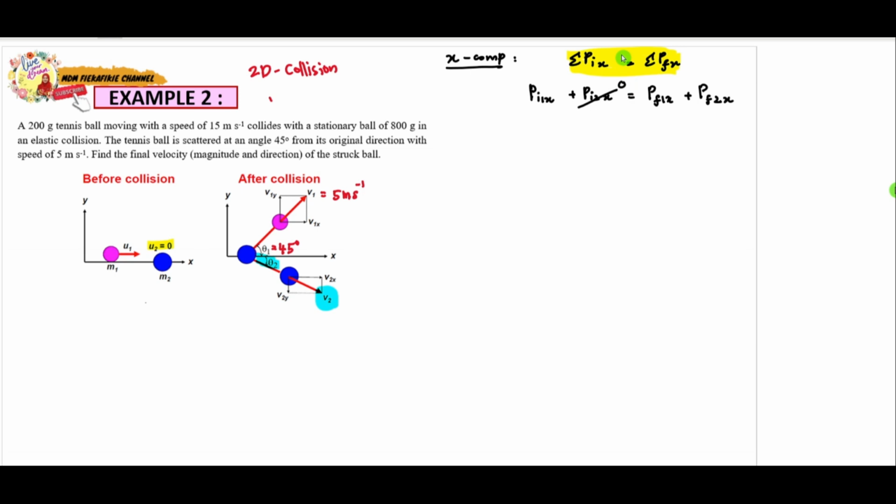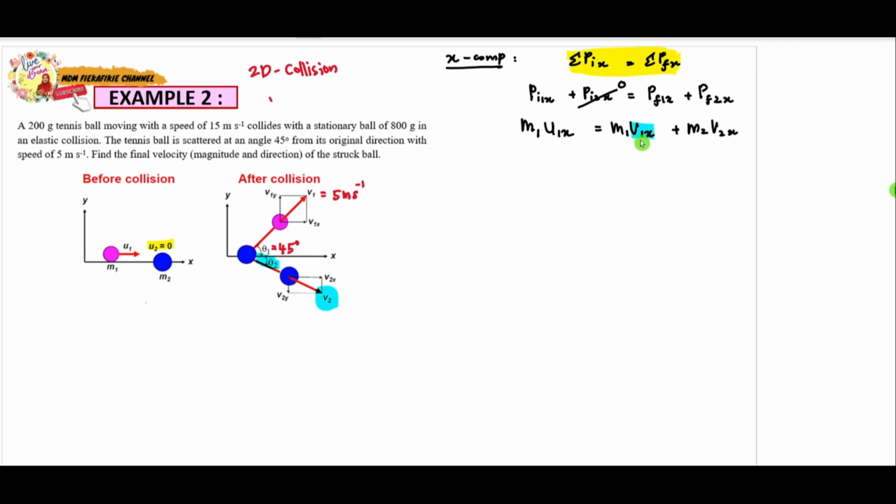P is equal to mv. So since before collision, mass 2 is not moving, so no momentum for M2. So saya terus saja potong kosong kat situ. Okay, so now let's expand the equation. Momentum adalah M. So we talk about mass 1, M1, U1x. Okay, plus 0. So tak payah tulis lah. Equal to M1 V1x plus M2 V2x. So sekarang kat sini kita ada V1x.